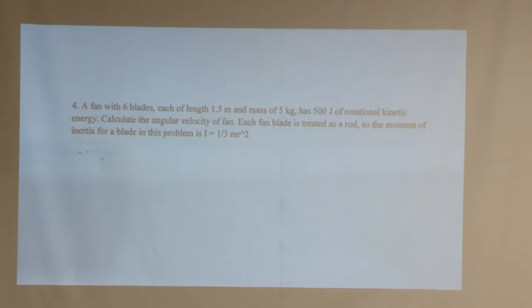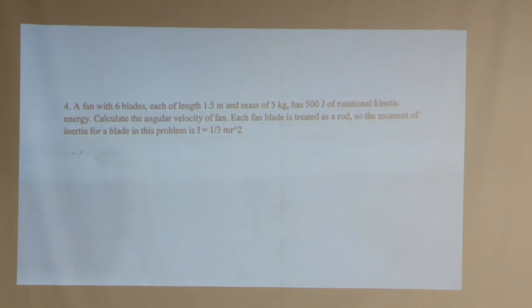So a fan with 6 blades, each of length 1.5 meters and mass of 5 kilograms, has 500 joules of rotational kinetic energy. Calculate the angular velocity of the fan. Each fan blade is treated as a rod, so the moment of inertia for the blade is 1/3 mr squared. All right.